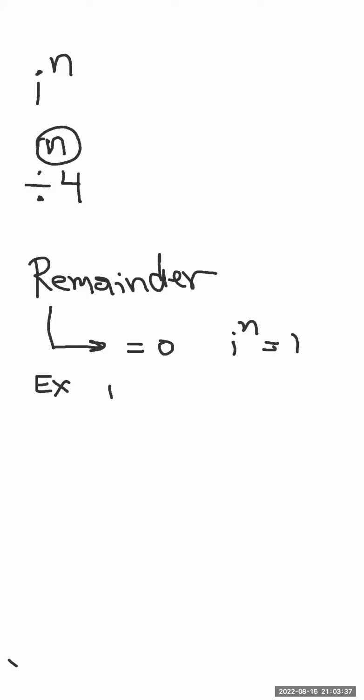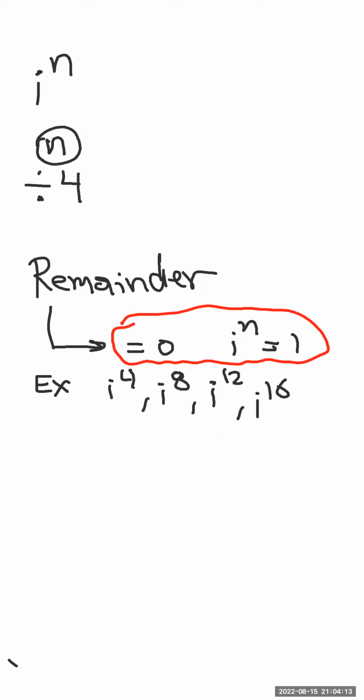Example: i to the power 4, i to the power 8, i to the power 12, i to the power 16. All these numbers equal 1. Why? Because if we divide the power by 4, the remainder will equal 0. 4 divided by 4 equals 1, no remainder. 8 divided by 4 equals 2, no remainder. 12 divided by 4 equals 3, no remainder. 16 divided by 4 equals 4, and the remainder also equals 0. So if the remainder equals 0, then the number equals 1.